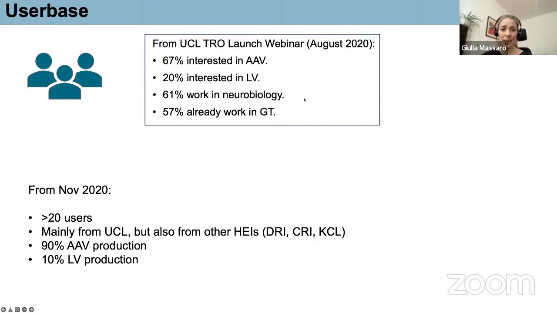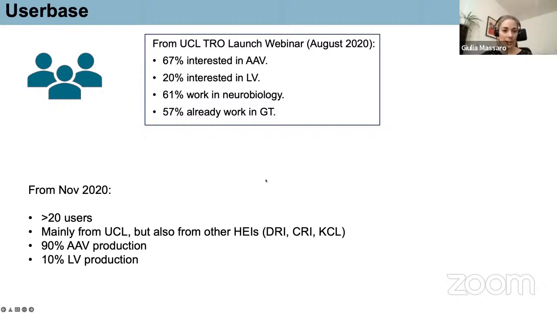The vast majority were working in the field of neurology and neurobiology, and more than half of them were already working in gene therapy. But many of them were not in the field and were interested in getting into the gene therapy field. So that was quite promising and good news for us.